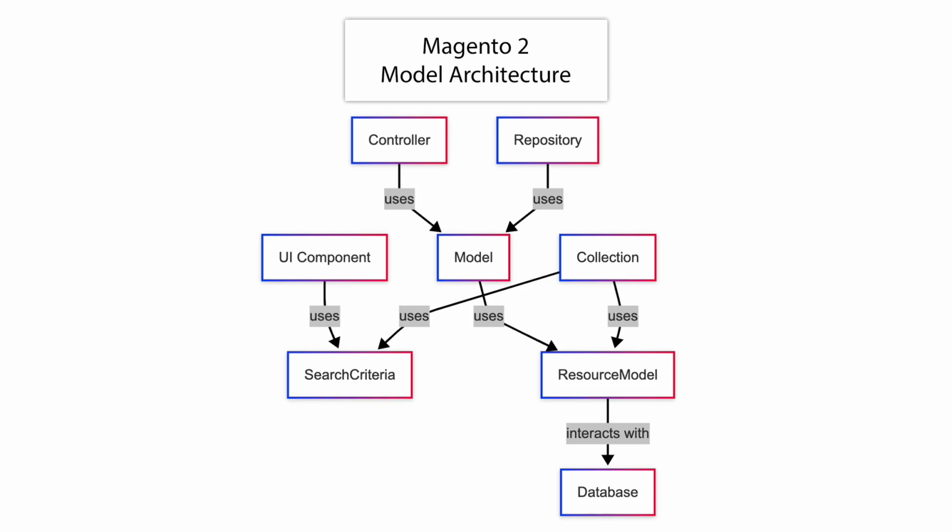This flowchart gives us a clearer view of how these components interact with each other. As you can see, both controllers and repositories work with models, while UI components typically interact with search criteria. The resource model serves as the connection point to the database, and collections enable us to work with multiple models at once. Let's now look at how these components relate specifically in our blog post module.